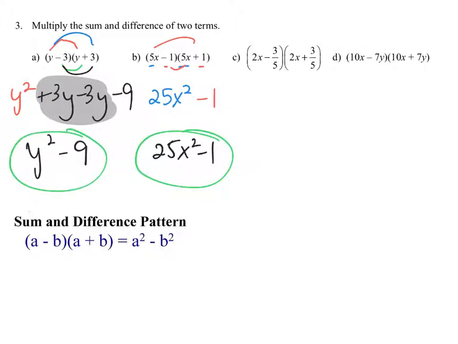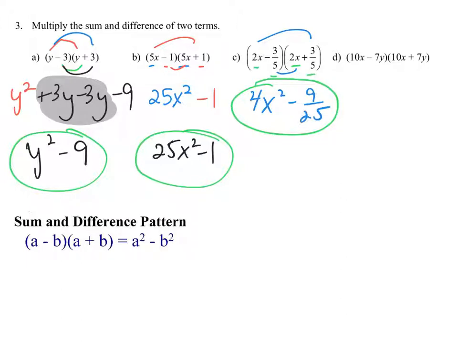Let's look at example C. Again, we recognize that this is a special pattern. It's in the form of a minus b times a plus b. So using the sum and difference pattern, we know that we can write this as squaring the first term. 2x times 2x is 4x squared, and then the negative 3 over 5 times a positive 3 over 5 is negative 9 over 25. The outer and the inner, if you check that, are going to be opposite terms. So this is our solution when we multiply the sum and difference.